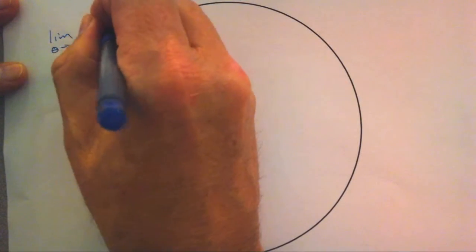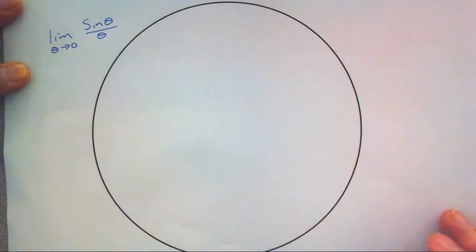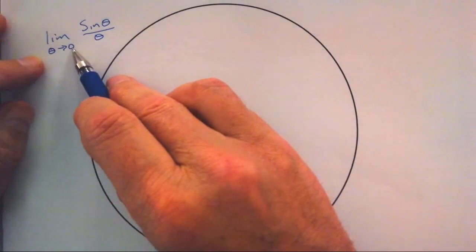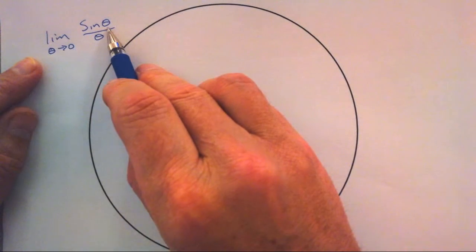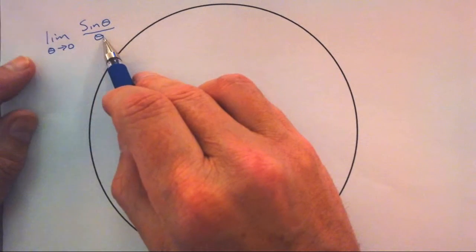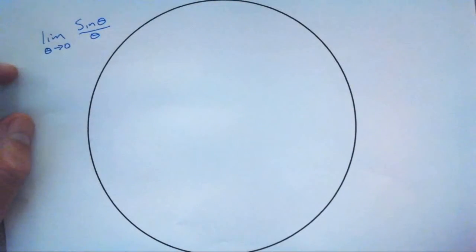Of sine of theta on theta. That guy pops up a lot, and it's a pretty interesting graph. We've already looked at it. If I put 0 into sine, I get sine of 0 is 0, and if theta is 0, I get 0 on 0. So this is a classic calculus type problem.